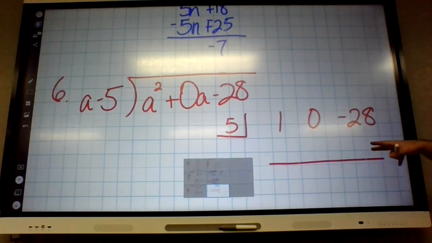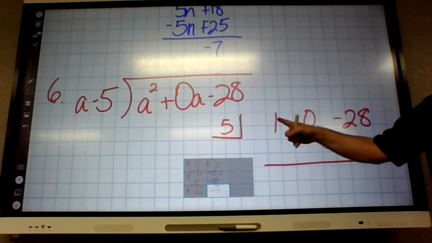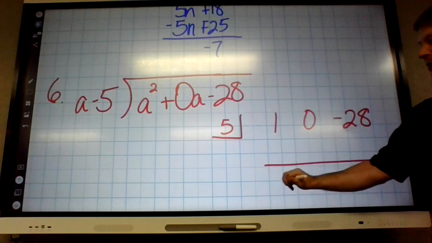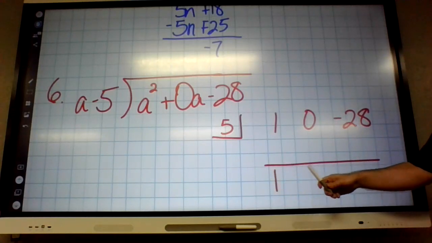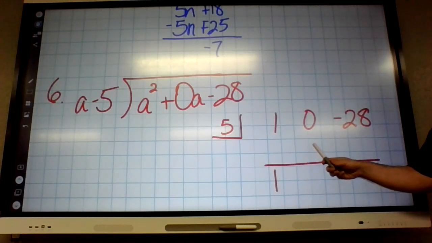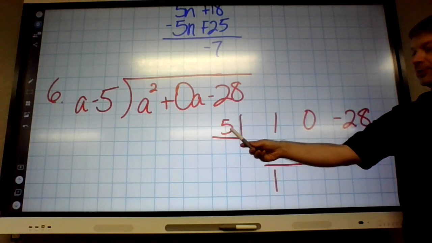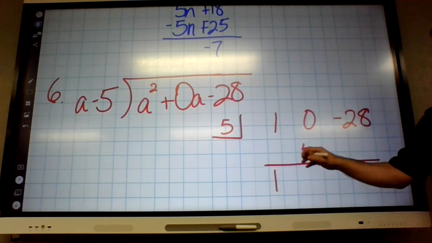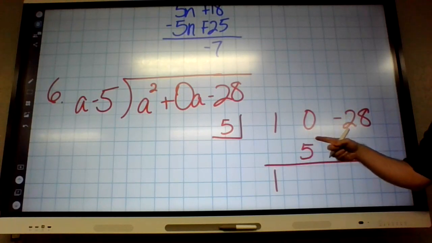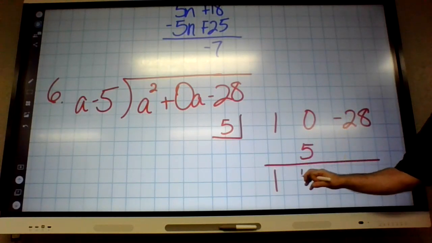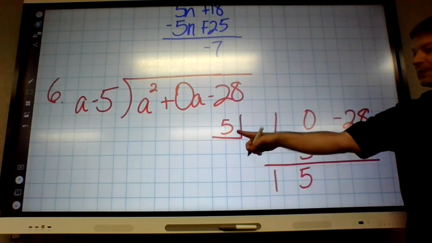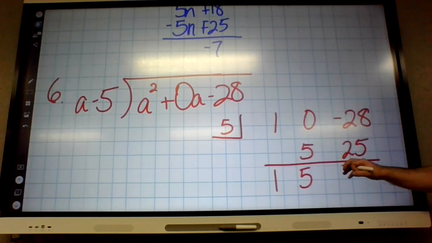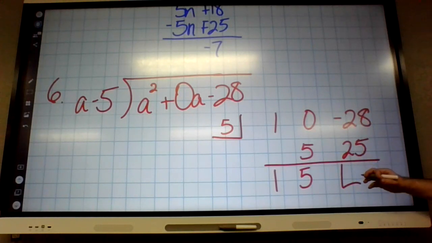Okay, you guys remember the pattern? Add down. There's nothing to add the 1 to, so it just stays 1. And then you multiply up. You always multiply by the number you put in the box. So 1 times 5 is 5. Add down, 0 plus 5. Multiply up, 5 times 5. And add down, negative 28 plus 25.